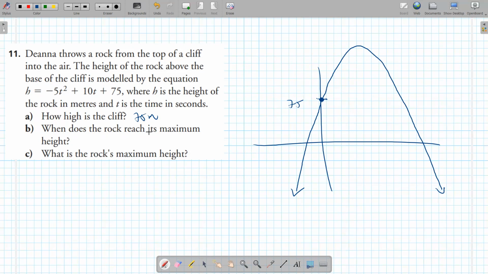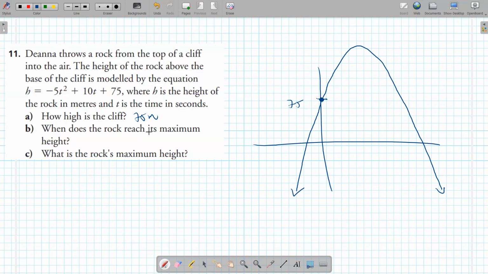No, part B is just asking you the time. When, the time. They're simply asking you for h, okay? Part C is asking you for k. Neither question is asking you for both. Part B is asking you for h. Part C is asking you for k.